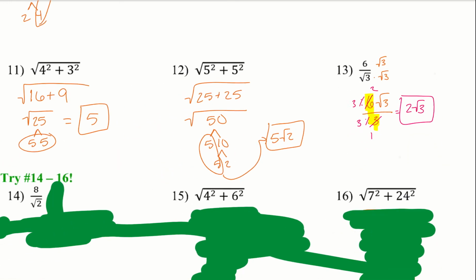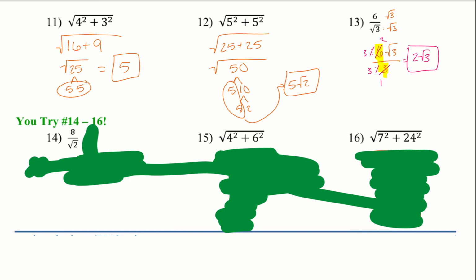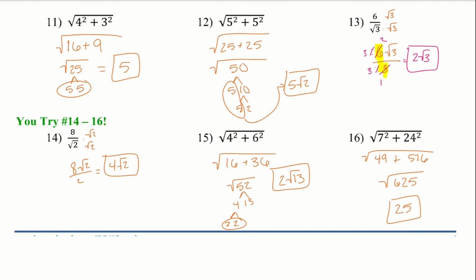All right, go ahead and try 14, 15, and 16. Give you a second, pause the video, then I'll erase the green so you can see the solution. All right, there we are.